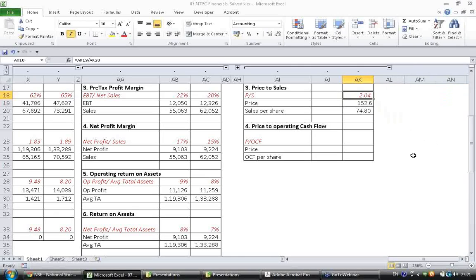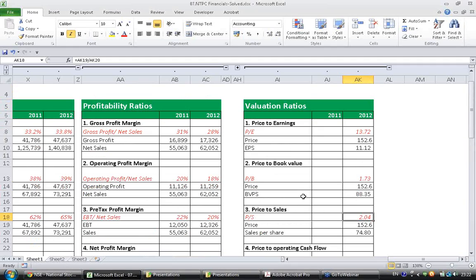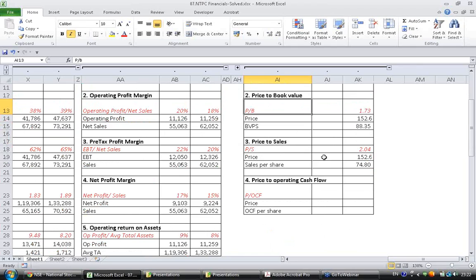The last ratio that we are going to see is price to operating cash flow. While most of the numbers that we have seen here can be manipulated, earnings can be easily manipulated, book value can also be manipulated because there could be a lot of intangible assets. Sales also can be manipulated to some extent. So cash flow cannot be manipulated generally. So it is better to value the company also using cash flow.